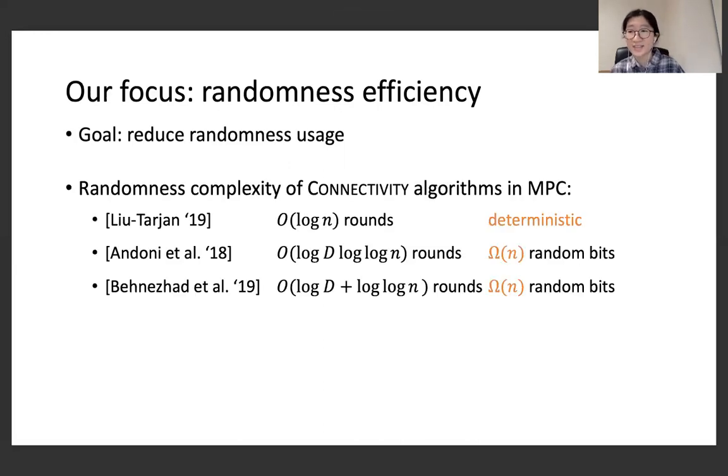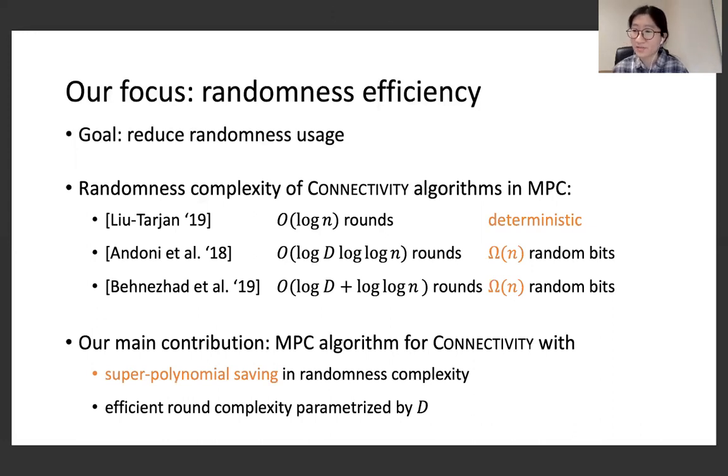Now let's revisit the connectivity algorithms that we mentioned on the previous slide, but now from the perspective of their randomness complexity. First, this O of log n round algorithm of Liu and Tarjan is a deterministic one. On the other hand, the round efficient algorithms of Andoni et al. and Behnezad et al. are randomized and both use omega of n random bits.